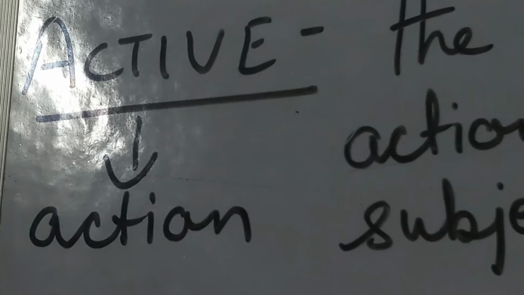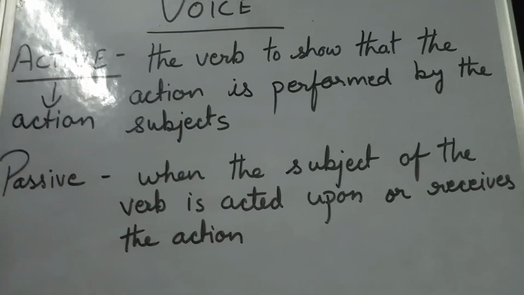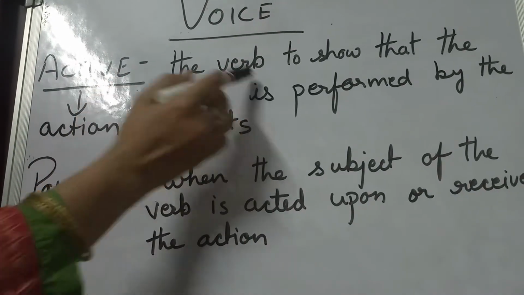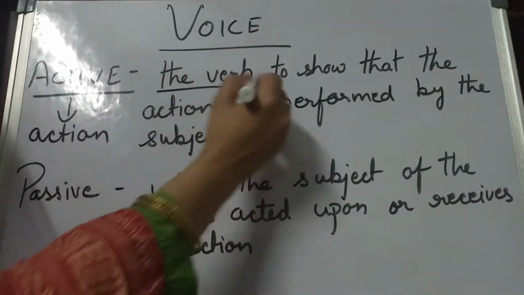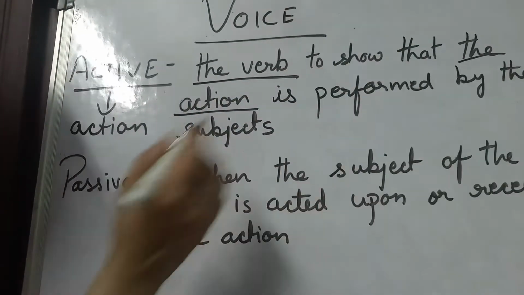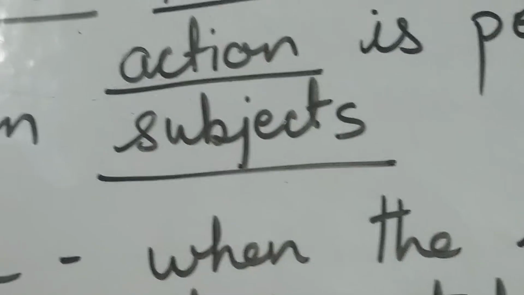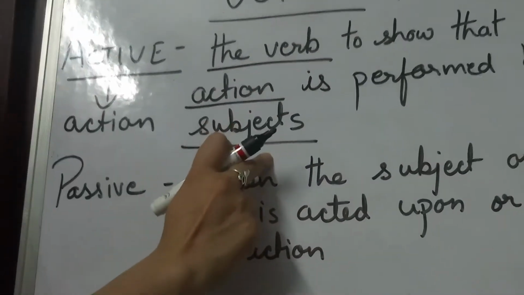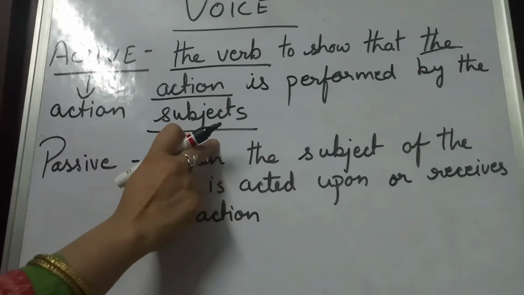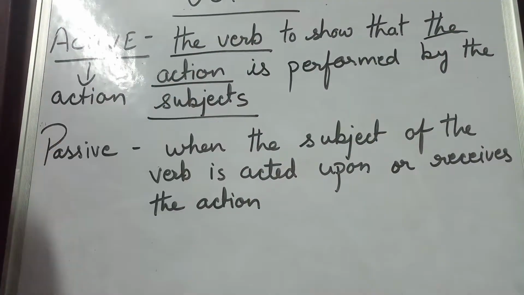And now we will concentrate on the definition that says, because we relate it to complete grammar, the verb, the first important thing is the verb, to show that the action is performed by the subject. So the performance is done by the subject. So three things we have traced in this: verb, action, and subject.